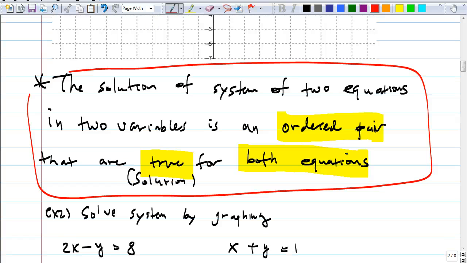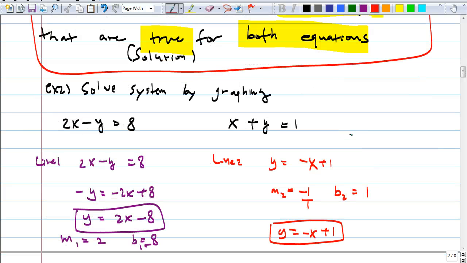Example 2. Solve the system by graphing: 2x minus y equals 8, x plus y equals 1. Do you think you should change them into slope-intercept form first? Yes. Okay, go ahead, everybody try. Help each other out. So, did you all get line 1: y equals 2x minus 8 when you write it in slope-intercept form? And the other one is y equals negative x plus 1.